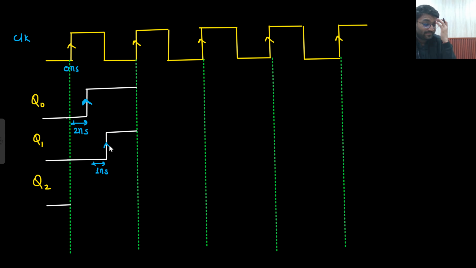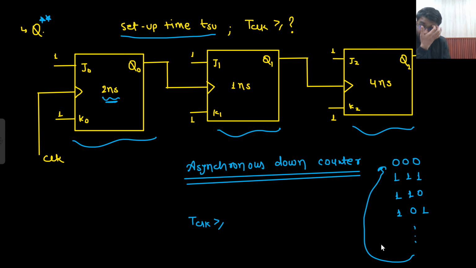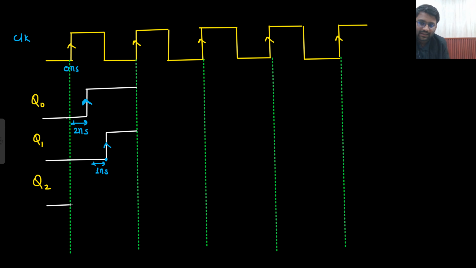Positive edge has come. So at this particular time, he will get an instruction that you need to toggle. So Q2 will say, yes, sir, I will toggle, but after a delay of 4 nanosecond. So 2 nanosecond, 1 nanosecond, after a delay of 4 nanosecond.